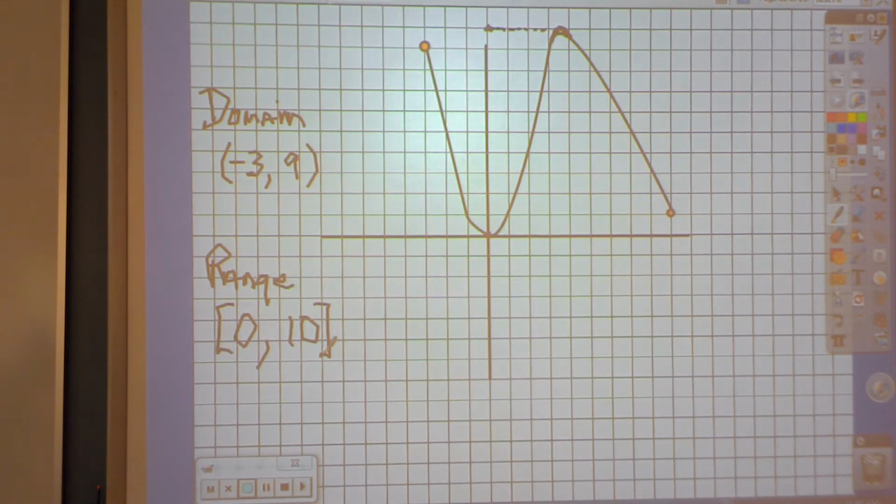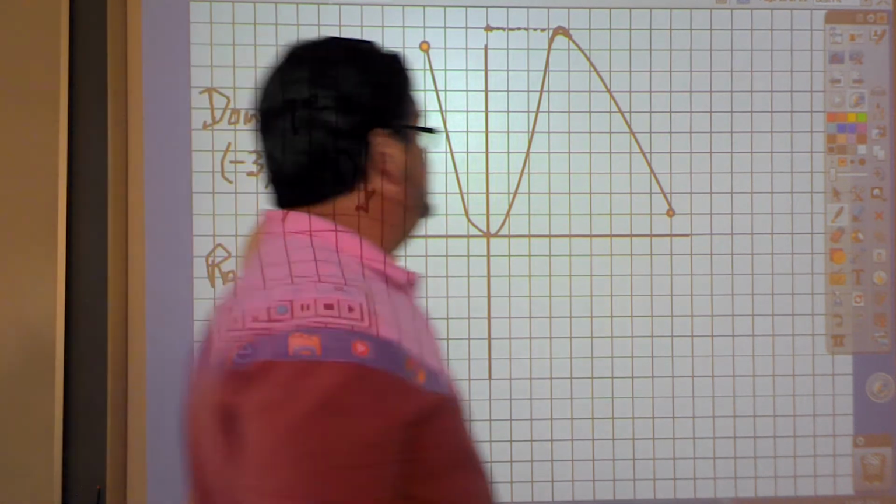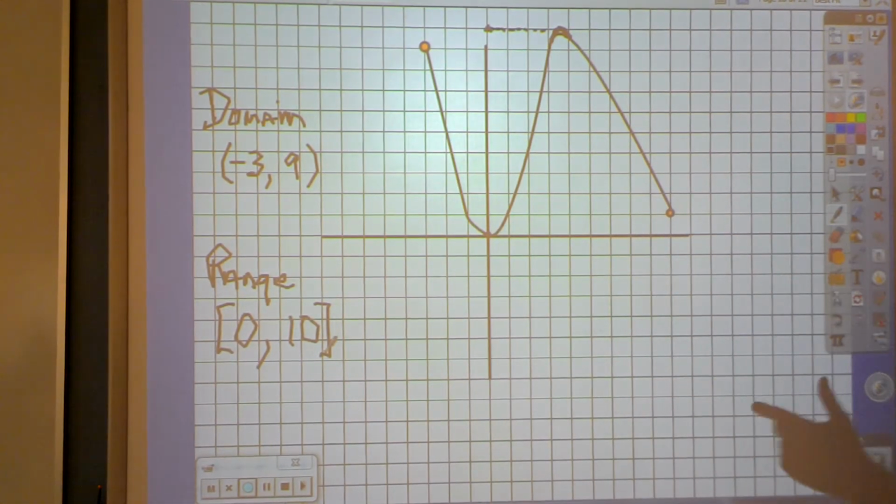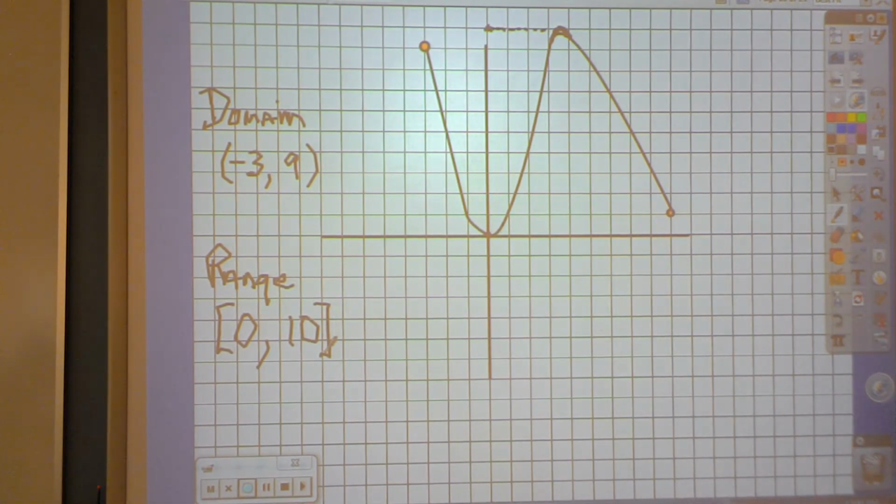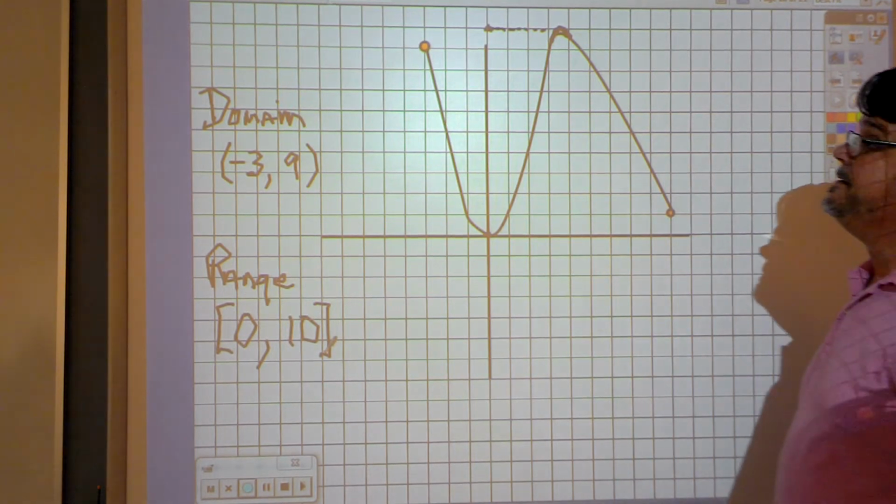Just pretty much, you'll get it after you do some problems. Let me show you an example of one where the domain would not be inclusive. On the domain you use parentheses, and on the range you use brackets. No, I'm saying like on the domain you use the parentheses, and on the range you use the brackets.